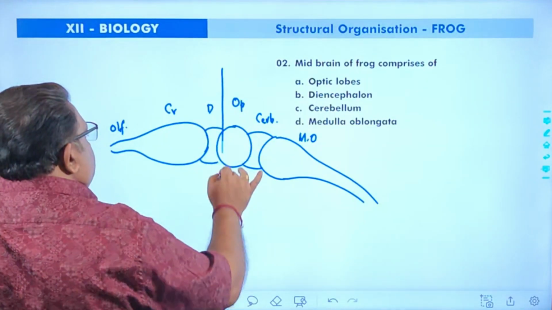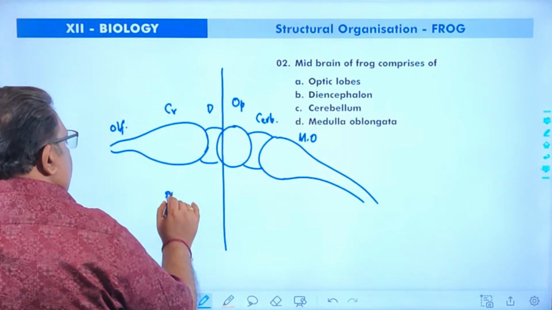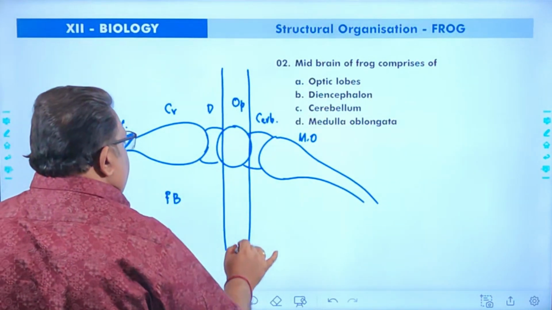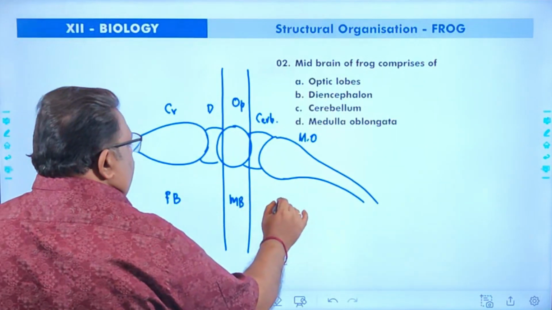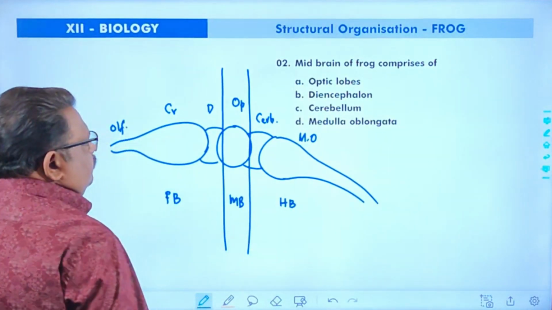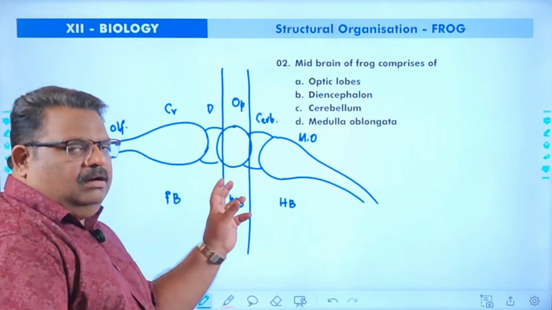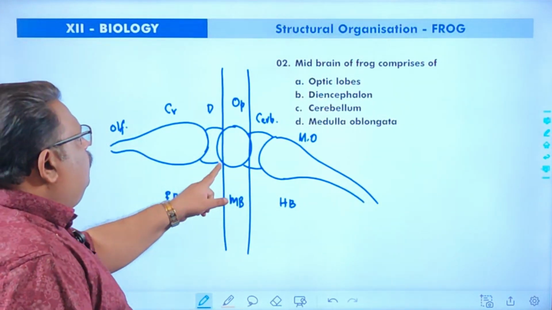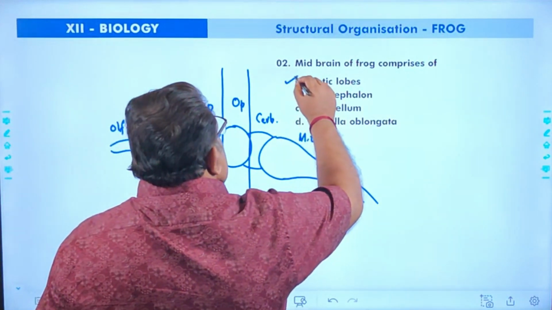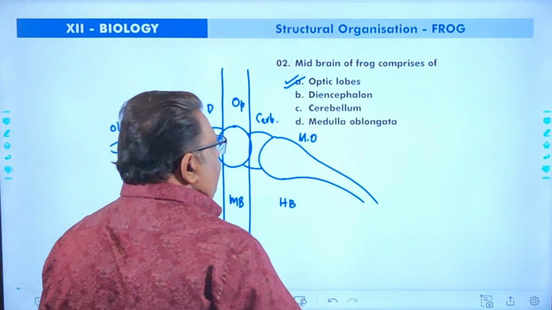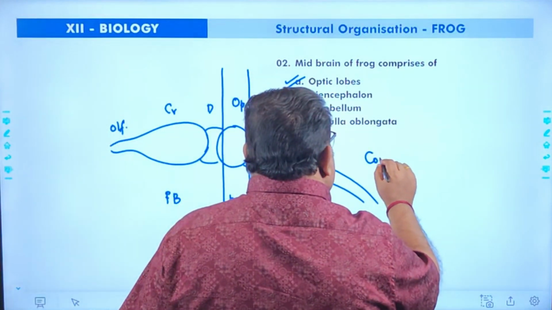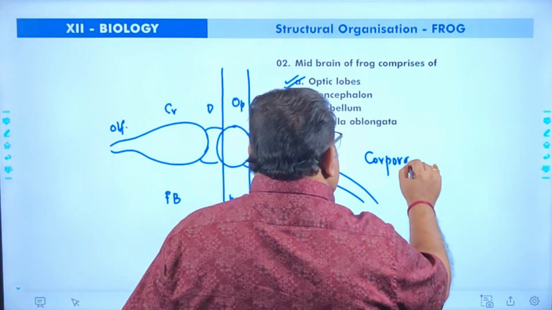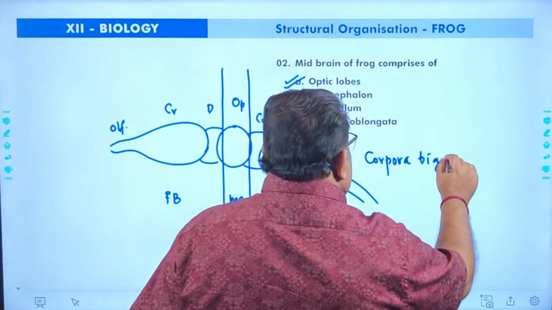So up to this point, this is the forebrain. This will be the midbrain. This will be the hindbrain. This is a lateral view of the brain of frog. So the midbrain portion comprises the optic lobes. A pair of optic lobes are there. So this is also referred to as corpora bigemina.